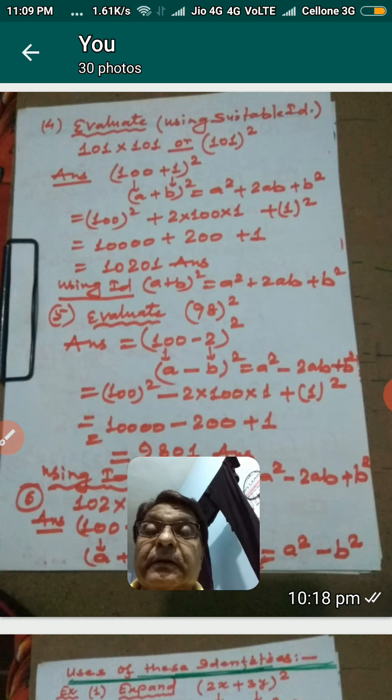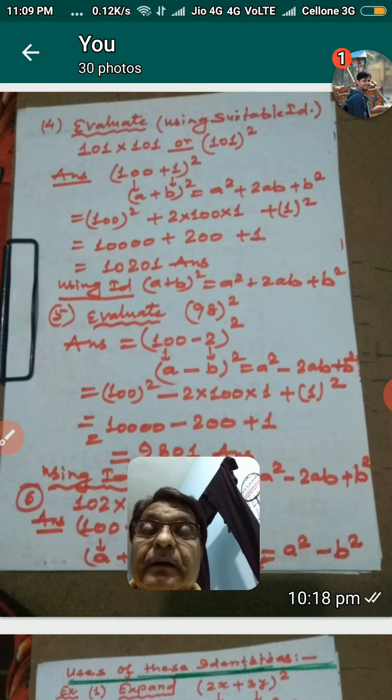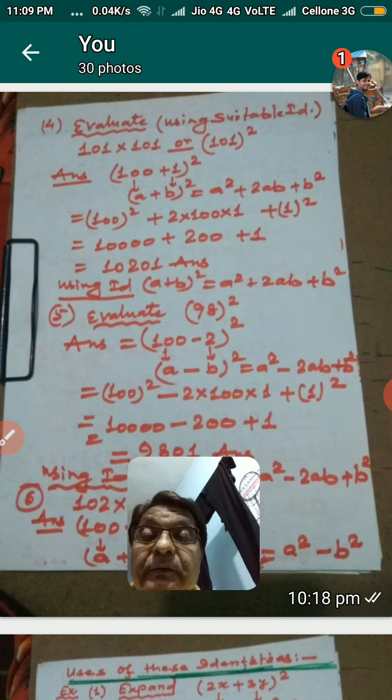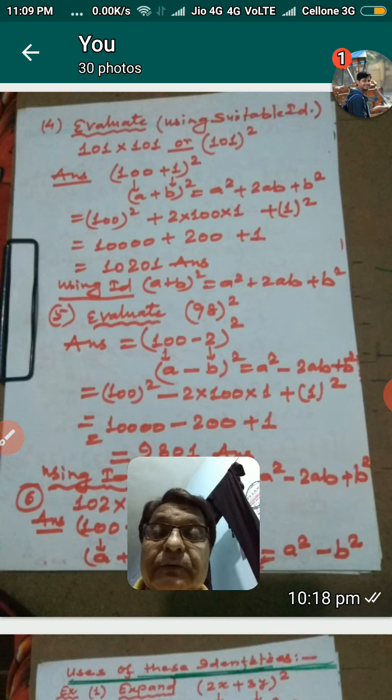Now setting it under (a plus b) whole square, because we treat 100 as a and 1 as b. So on simplification, you will get the answer 10,201, and again you should write what identity you have used.